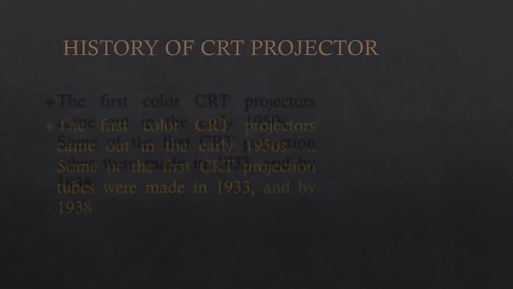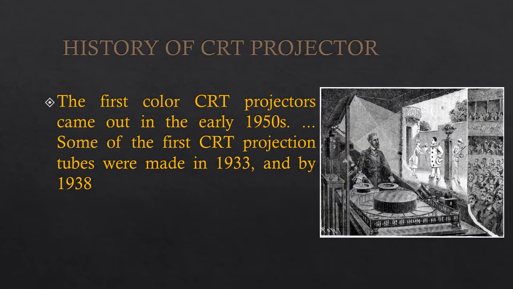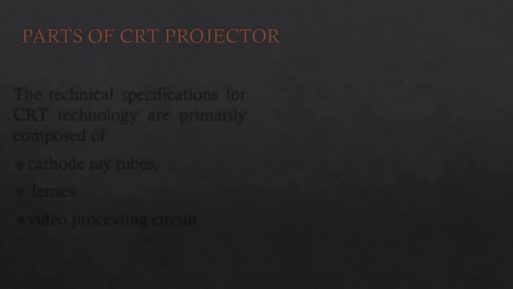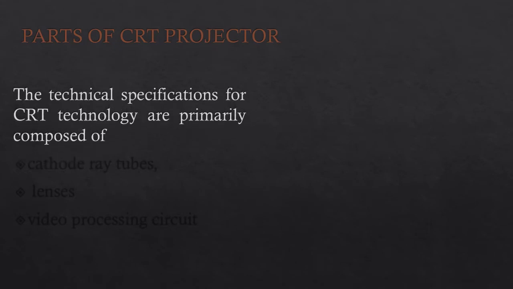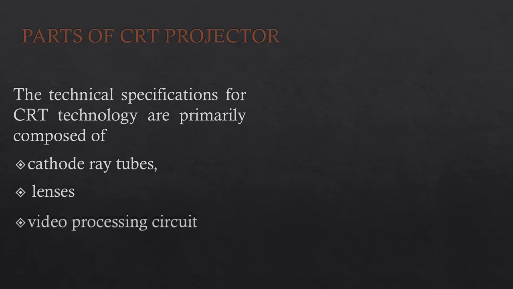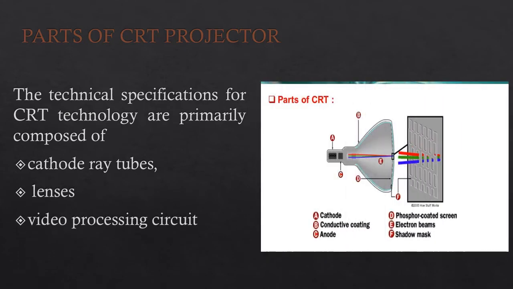History of CRT projector. The first color CRT projectors came out in the early 1950s. Some of the first CRT projection tubes were made in 1933 and by 1938. Parts of CRT projector. The technical specifications for CRT technology are primarily composed of number 1, cathode ray tubes, number 2, lenses, number 3, video processing circuits.